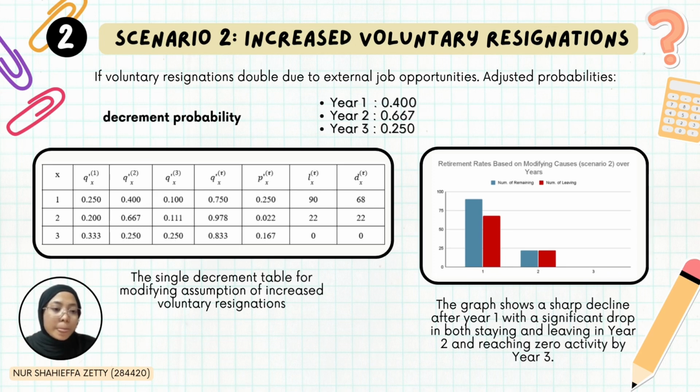So this table represents the modifying assumption of increased voluntary resignation. Based on this table, we generate a graph of the number of leaving and number of remaining over the 3 years. As we can see from this graph, there is a sharp decline after year 1, with a significant drop in both staying and leaving in year 2, and reaching 0 activity by year 3.